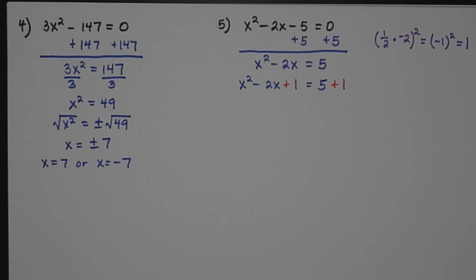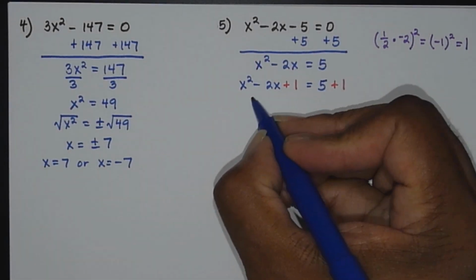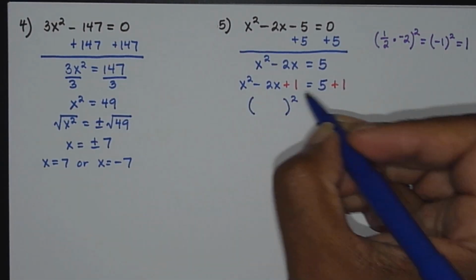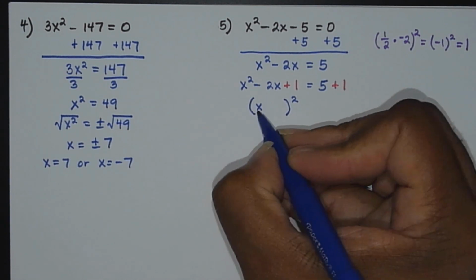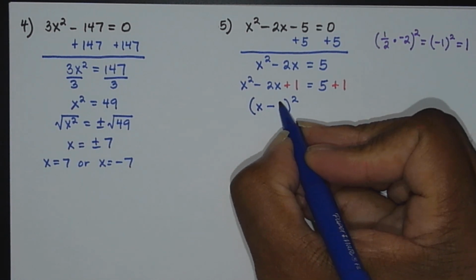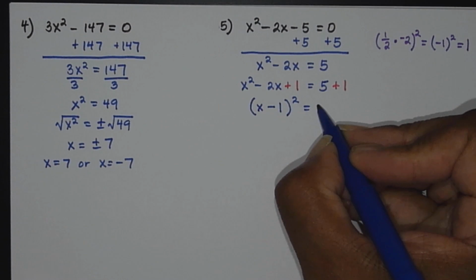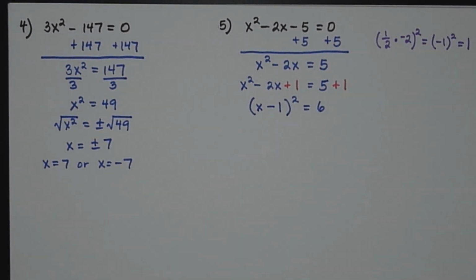The left side will be a perfect square trinomial, which is what completing the square does for us. It gives us a perfect square trinomial, x squared minus 2x plus 1. And this can be factored as the square of our binomial. We know we're going to have an x. And if I take 1/2 of -2, that's going to be -1. So it'd be x minus 1 quantity squared. And then that's equal to 5 plus 1, which is 6.